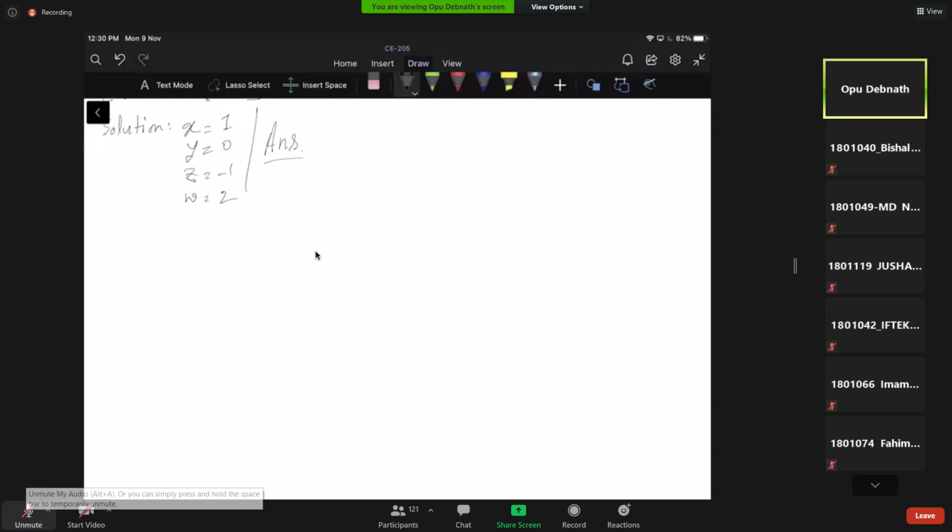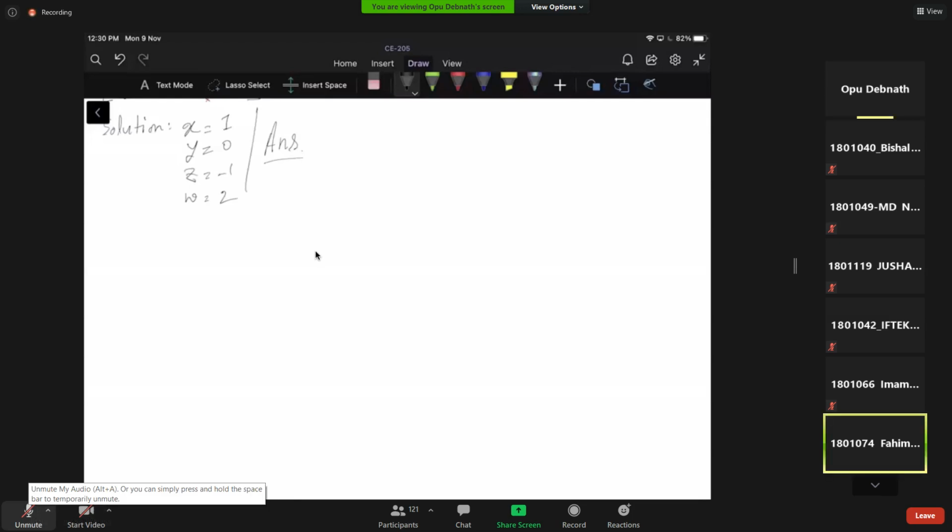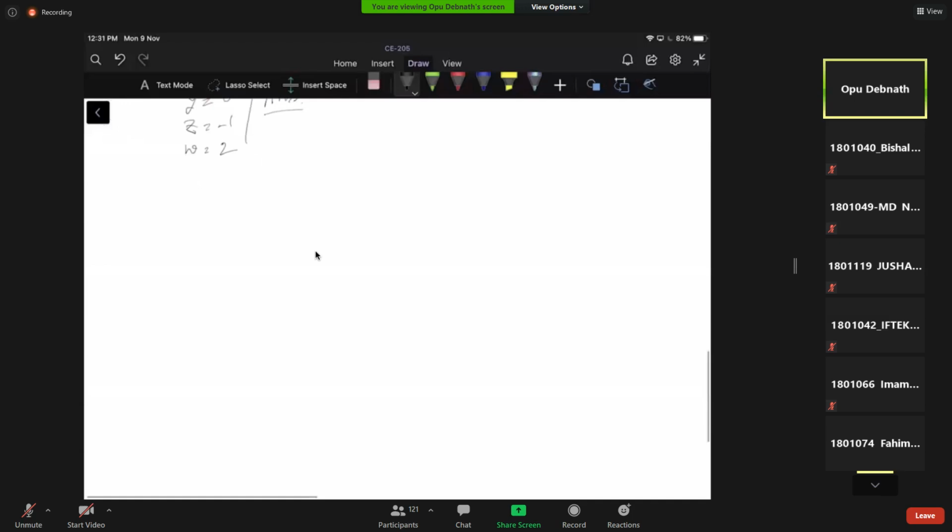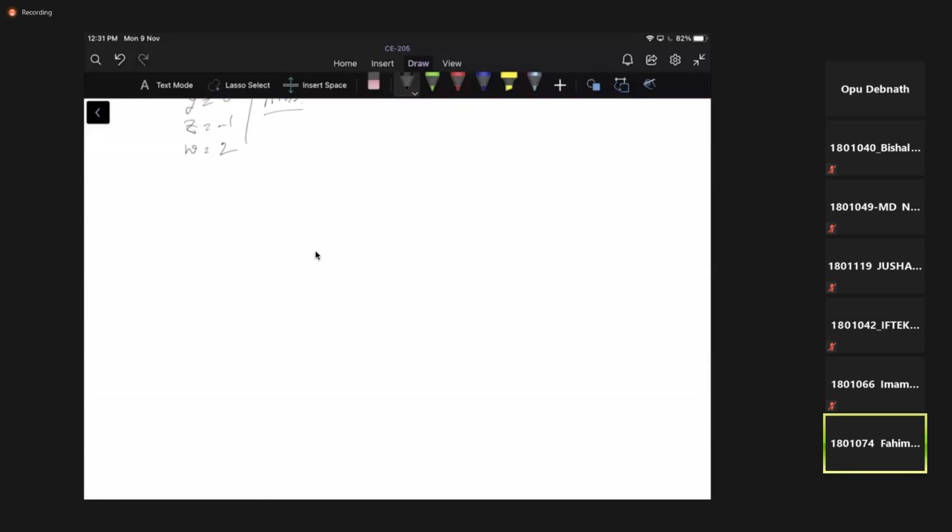And the last method in our syllabus regarding solution of simultaneous linear algebraic equations. The last one. Okay. Sir, in the Gauss-Jordan method, will we only do row operations, sir? Can't we use column operations?